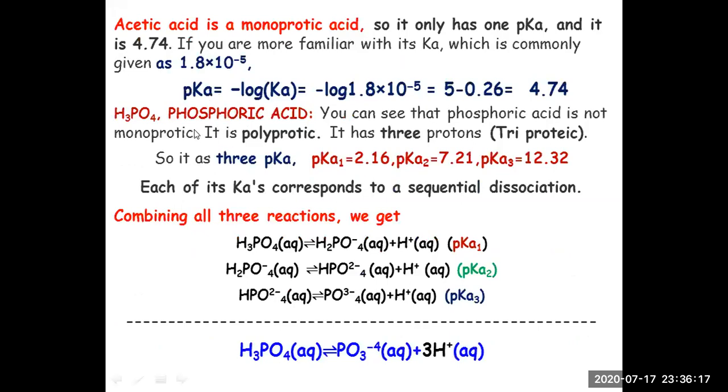Let us take one example and understand how to get the value of pKa from Ka. Let's say acetic acid is there, whose Ka value is 1.8 into 10 raised to minus 5. Then pKa is the negative logarithm of Ka to the base 10. The negative logarithm of 1.8 into 10 raised to minus 5 becomes 5 minus log of 1.8. Log of 1.8 is approximately 0.26, so the value comes to 4.74. So the pKa value of acetic acid is 4.74.